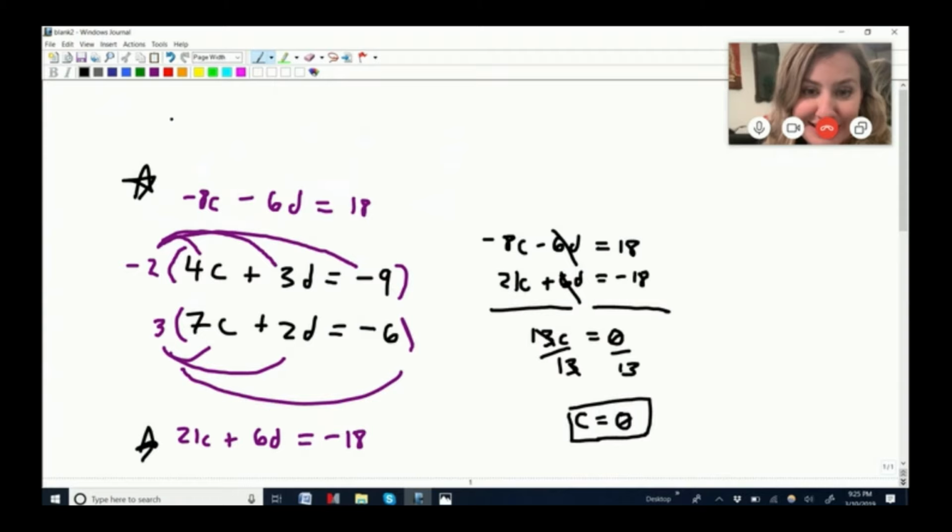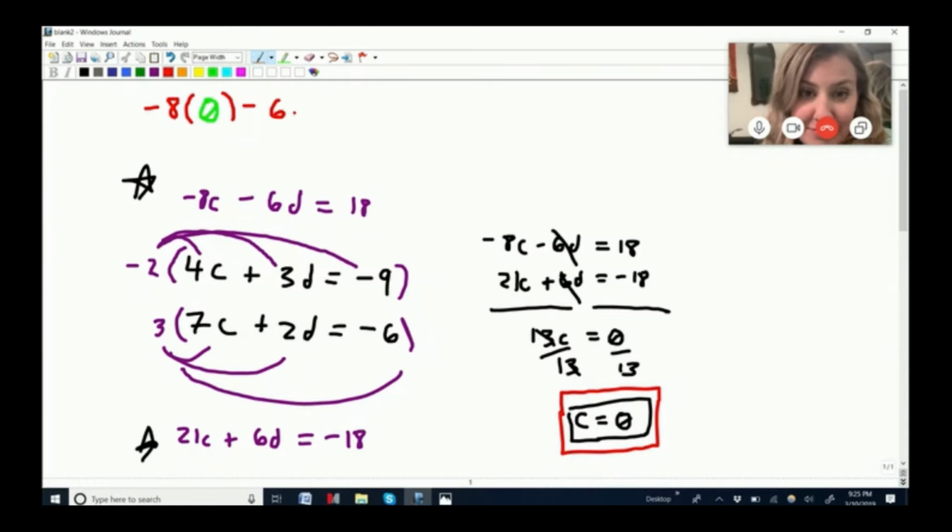Top one. Let's get rid of all these guys. So we have negative 8 times what? 0. Yep, because we already know what c is, right? It's 0. I'll do it in a different color even. Negative 8 times 0 minus 6d equals 18. And what does this become? Negative 8 times 0? 0. Totally. You don't even need to worry about this thing.